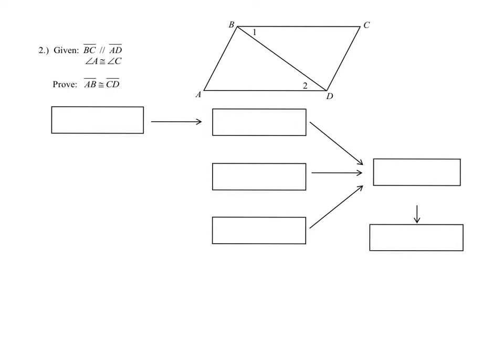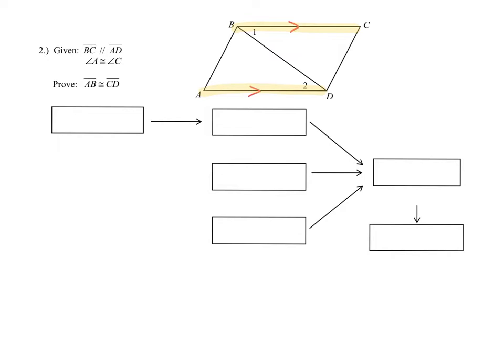So let's examine our given information. Well, first of all, we're given that segment BC is parallel to segment AD. Remember, we symbolize that by putting arrows on the lines. That's how we indicate lines are parallel. But I'm going to do one other thing. I'm going to highlight those segments in yellow. Okay, so we're going to assume that the yellow segments are parallel.